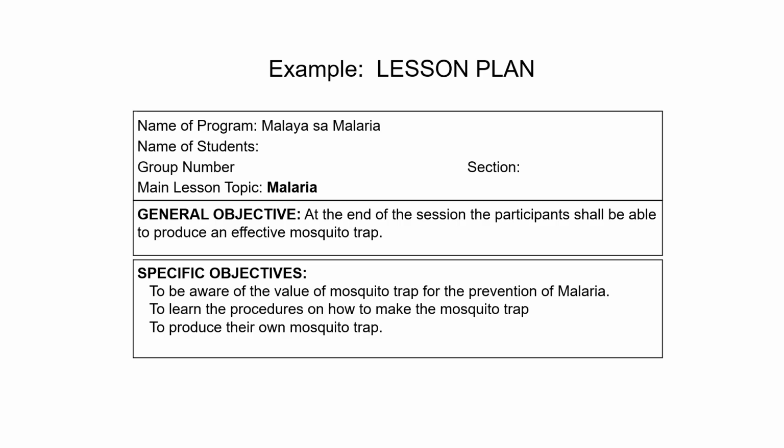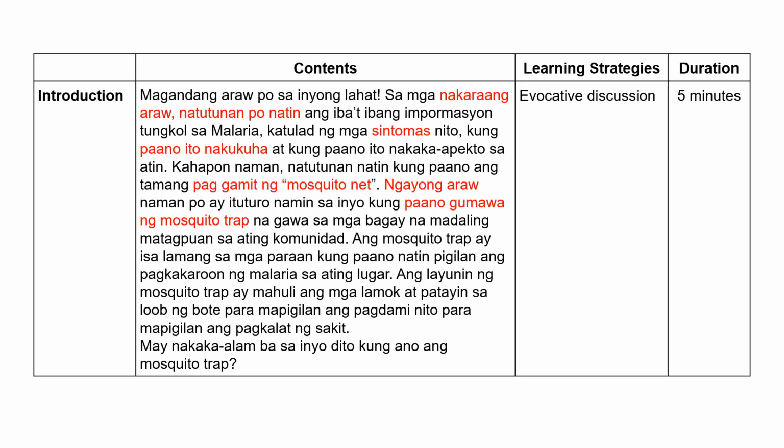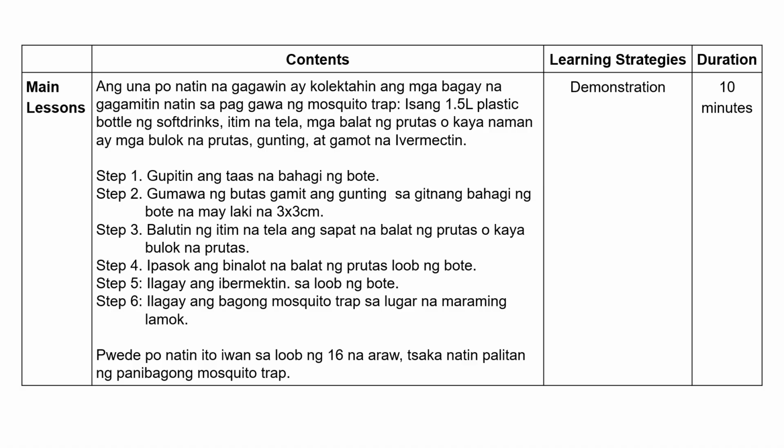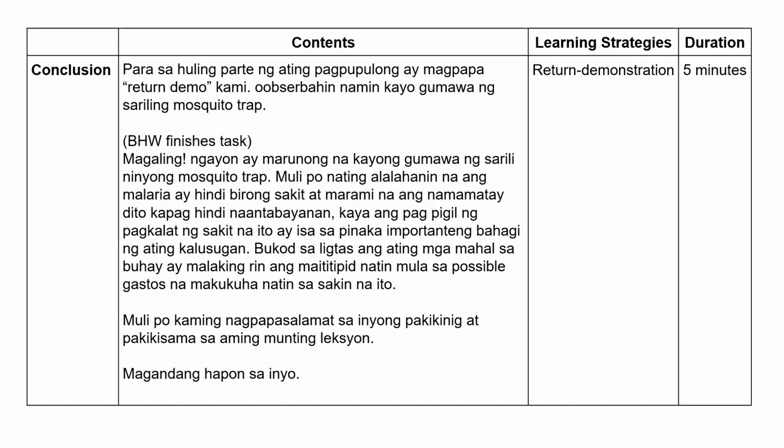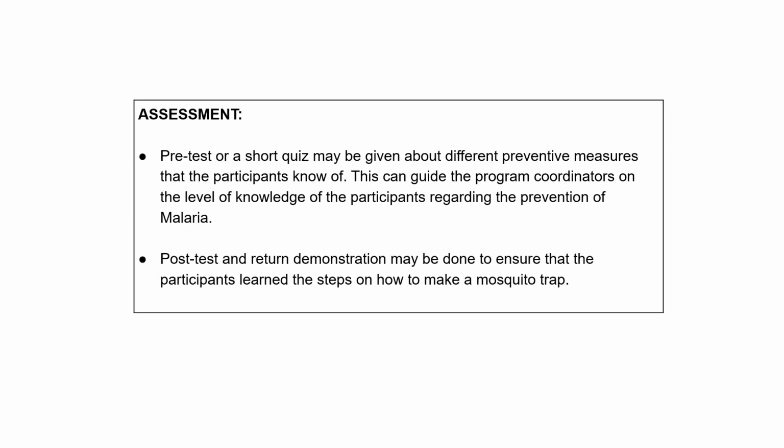This is an example of a lesson plan in the production of an improvised mosquito trap. The topic appears to be in the middle of the course and is introduced in relation to the previous session. The main lesson details the step-by-step process in the making of the improvised mosquito trap. The facilitators ended the session by reminding everyone on the importance of prevention. Pre-test or post-test and return demo were the tools used for assessment.